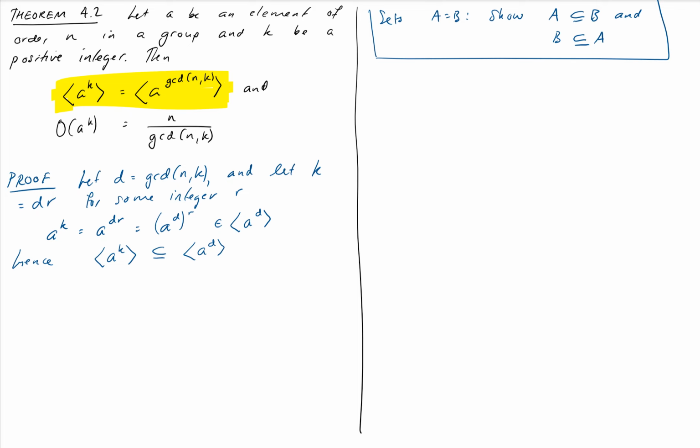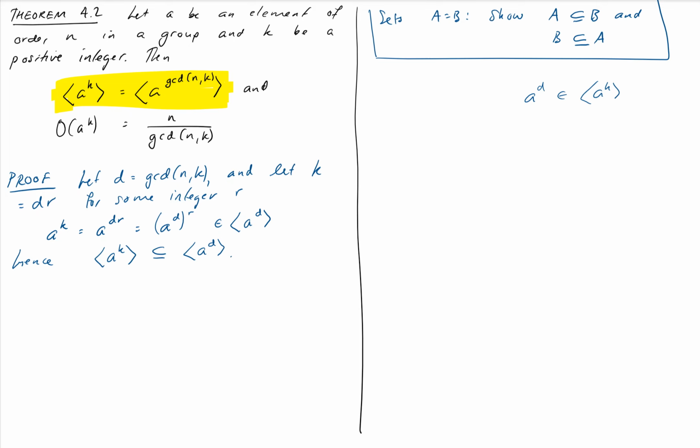Now we've sort of got our head around the structure here. To show that the cyclic subgroup generated by a to the d is a subset of the one generated by a to the k, we're going to try and do a similar thing. We're going to want to show that a to the d is contained in a to the k now. That means that d equals k times something. Okay, so let's see how that works.